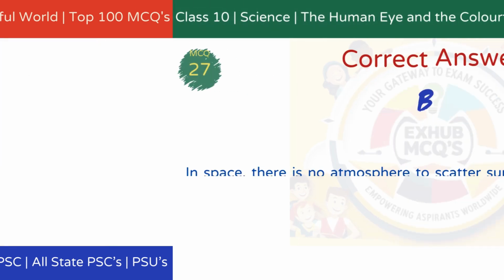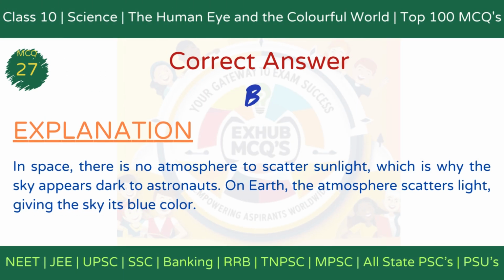The correct answer is option B, absence of atmosphere. Explanation: in space, the absence of atmosphere means no scattering of sunlight occurs. This is why the sky appears dark to astronauts, unlike on Earth where the atmosphere scatters sunlight, making the sky appear blue.